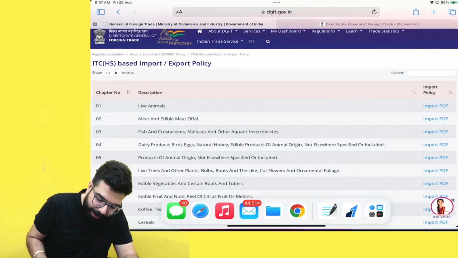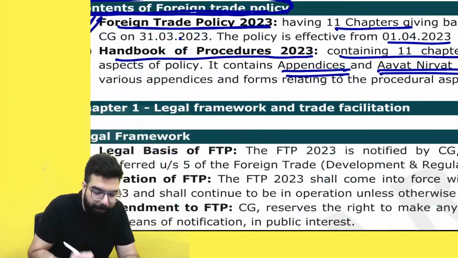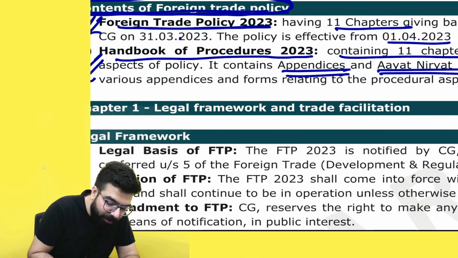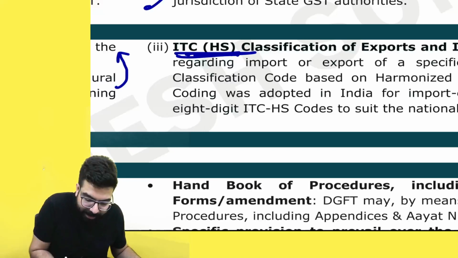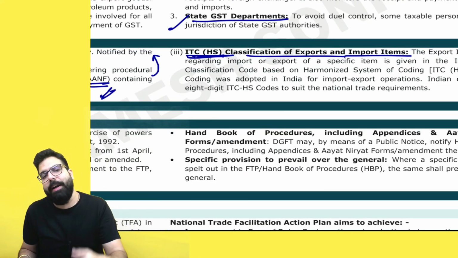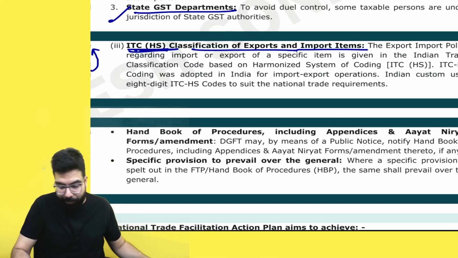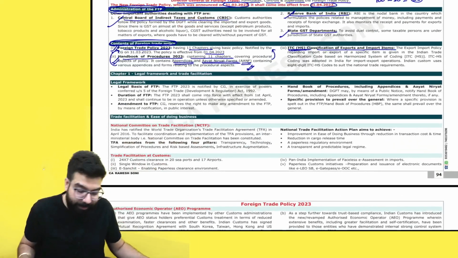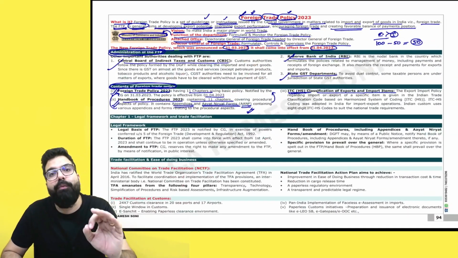So whenever you are reading the foreign trade policy, it comprises three things. Number one is the basic policy. Number two is the handbook of procedure, which basically supports the basic policy. And the third is the ITC-HS, the classification of exported and imported items. What the various policies are regarding that item is told in the ITC-HS. Okay, sir. Now, what are we going to learn, sir? We are going to learn the foreign trade policy.